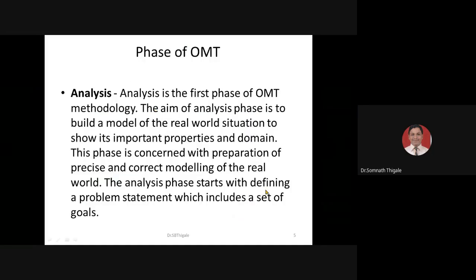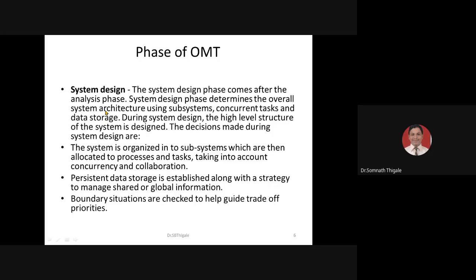So the analysis process starts with defining a problem statement which includes a set of goals. So what I'm going to do, what I want to perform, and how I'm going to perform it. The basic idea I will discuss as a part of the analysis phase. Now the second part is what?